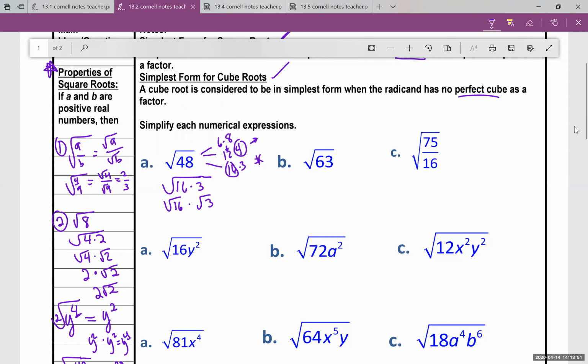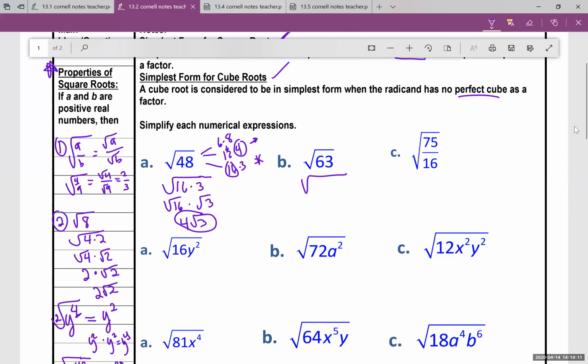Okay, so when I take the square root of 16, that is 4. And I'm going to leave my answer as 4 square root 3. And I'm done because with this 3, there's no way I could write 3 as the product of a perfect square. We're done.